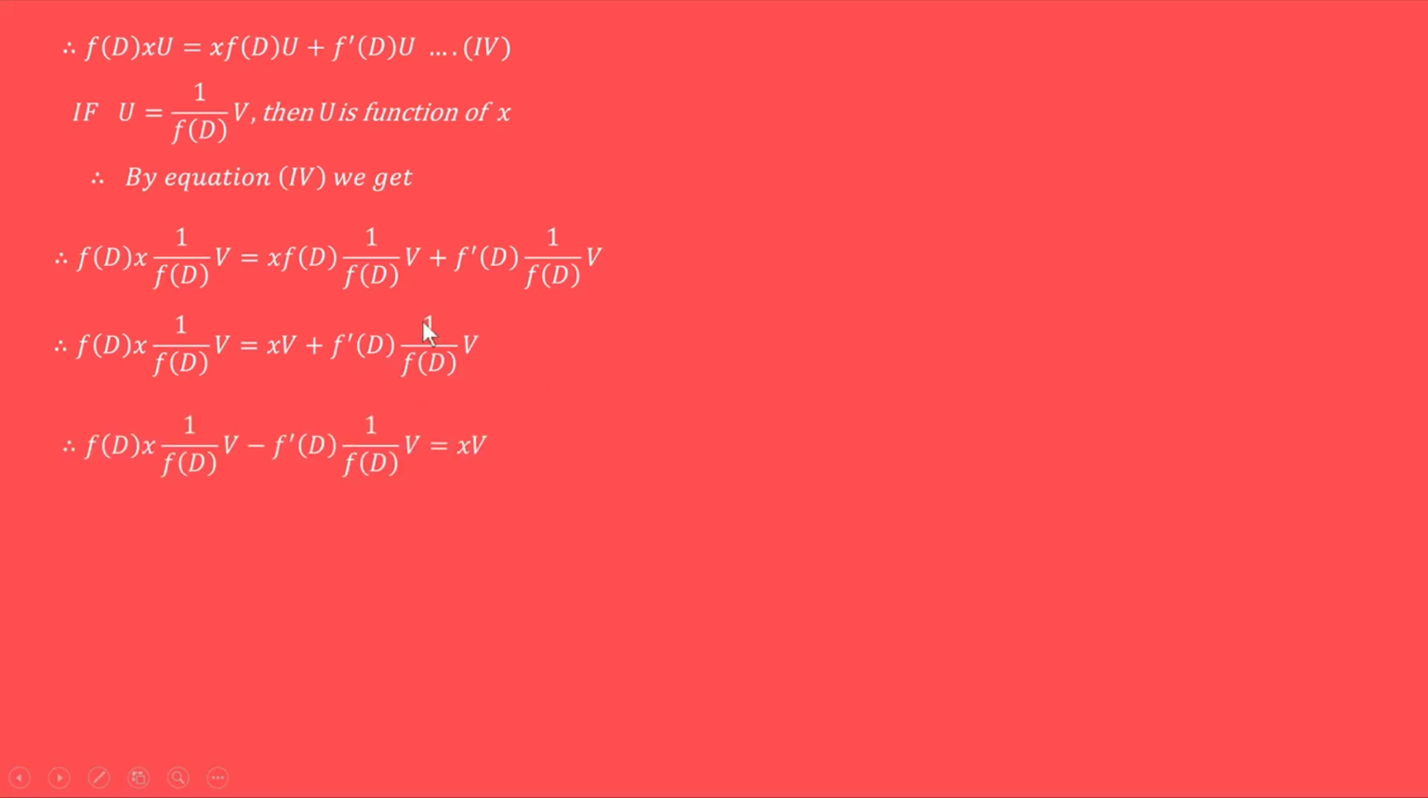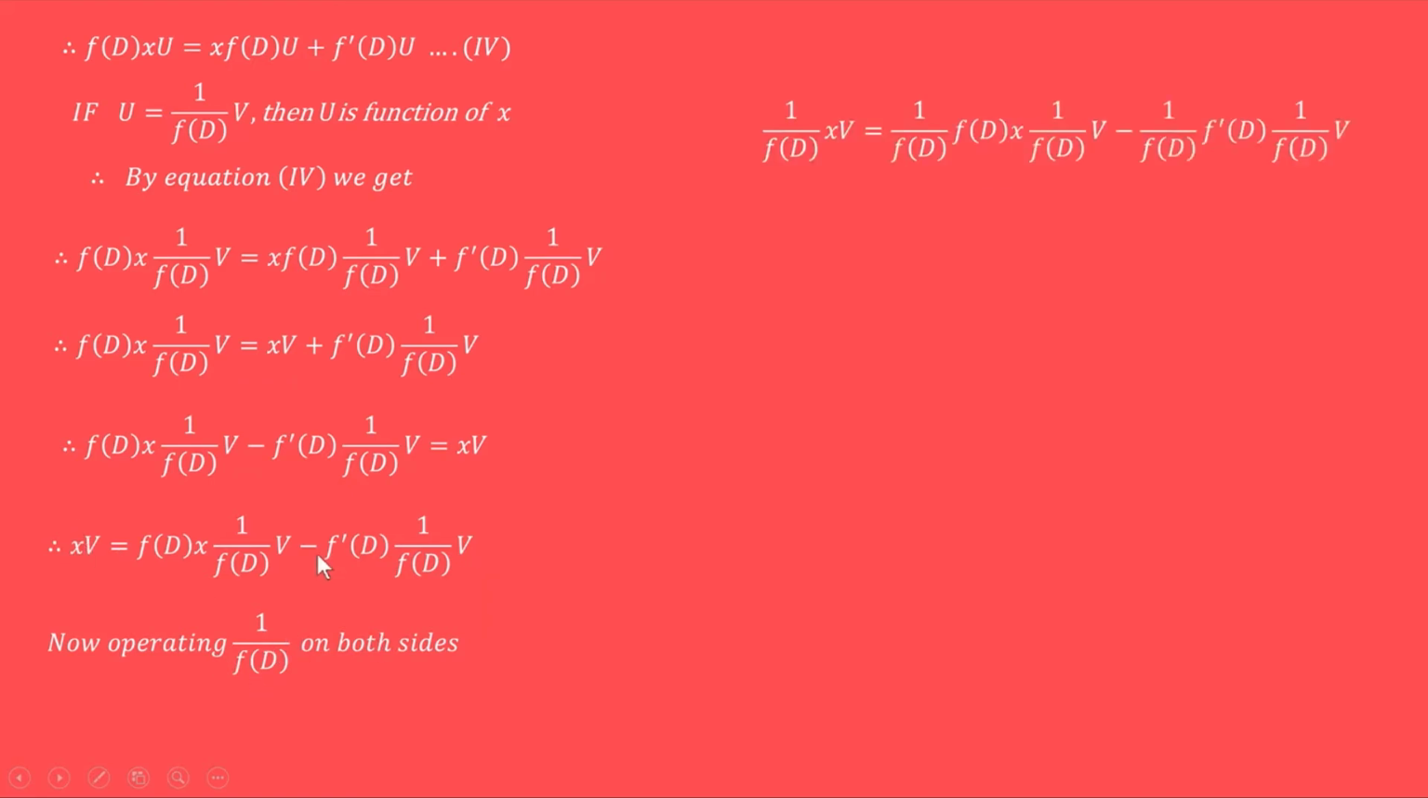Transfer this f dash d upon 1 upon f of d into v to the left hand side, so we get f of d x into 1 upon f of d v minus f dash of d into 1 upon f of d v is equal to this, xv as it is. Now interchange right hand side and left hand side, so we get xv is equal to f of d into x into 1 upon f of d into v minus f dash of d into 1 upon f of d into v. Now operating 1 upon f of d on both sides. Take 1 upon f of d on both sides. So we get 1 upon f of d xv is equal to 1 upon f of d in the first term as well as in the second term. So we get like this.